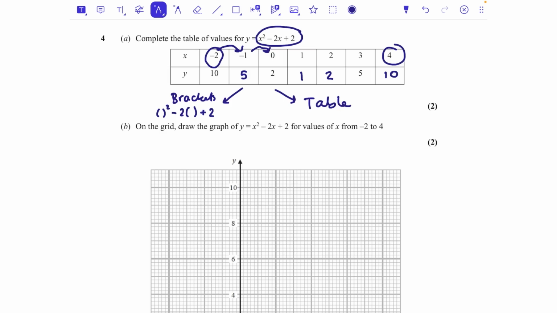So bracket, bracket squared, minus 2, bracket, bracket, add 2. Whatever you would like to do is absolutely fine for that question. Now we're just going to plot each value. So that's a coordinate, that's a coordinate, that's a coordinate, and so on.